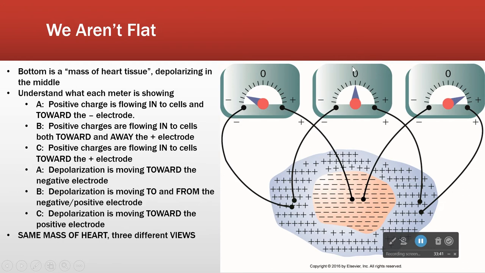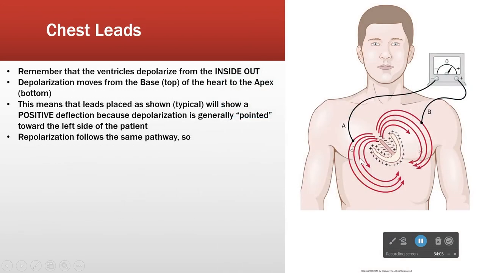So all this is trying to show you is that if we look at one heart from multiple different perspectives in electricity, we're going to see different tracings. Even though the heart's doing one thing, we're looking at it from multiple points of view. All right? And essentially, this is the fundamental of how an EKG works. We hook up a bunch of leads to the patient, and we measure the cardiac activity from different areas, from different points.